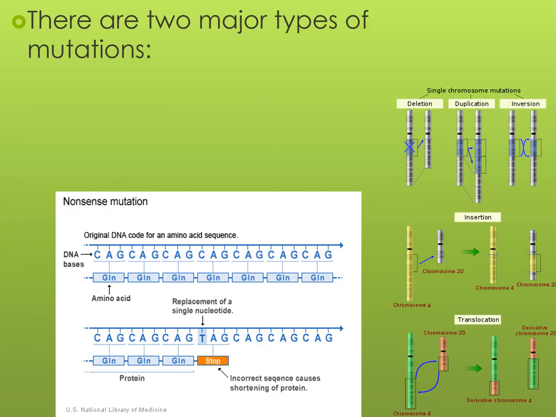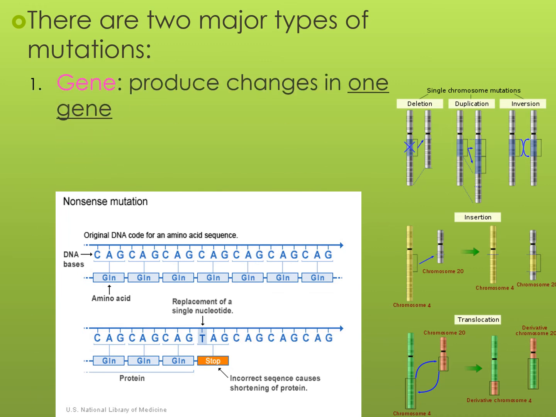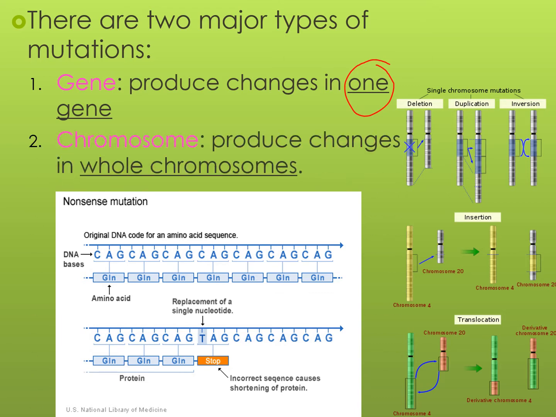So let's talk about the first one. There are different types of mutations. We have a gene mutation, which occurs in one gene, so not too big of a deal, but it can be a big deal. And then we have chromosome mutations, which change your whole chromosome. Remember, your chromosomes have a lot of genes and alleles, a lot of different DNA.